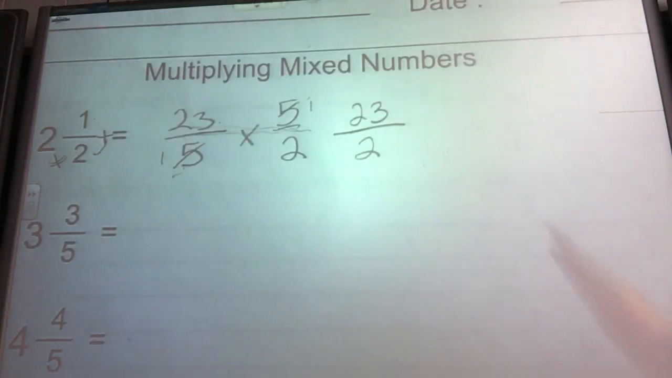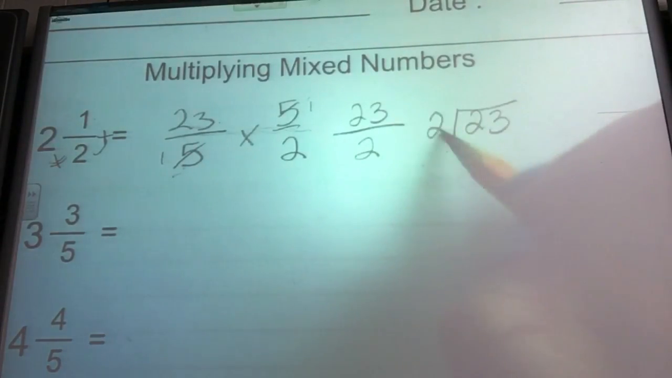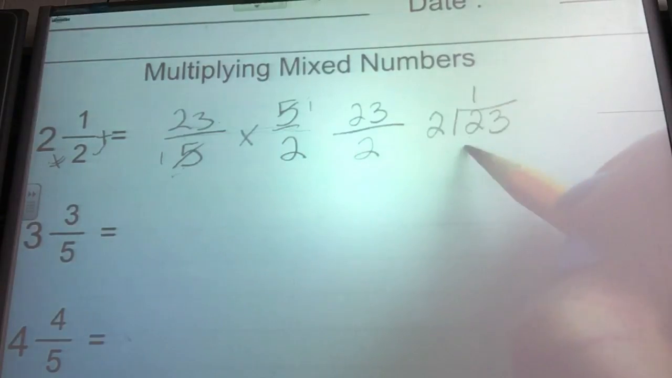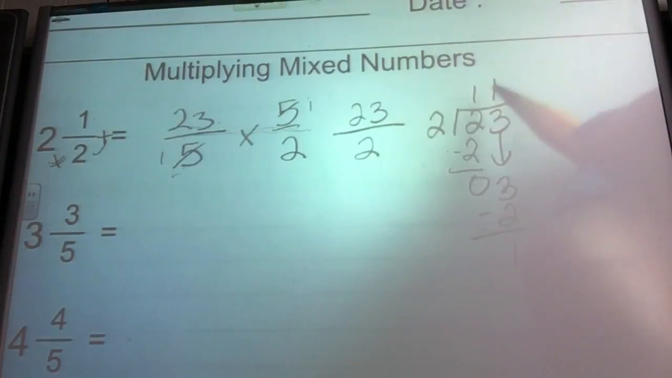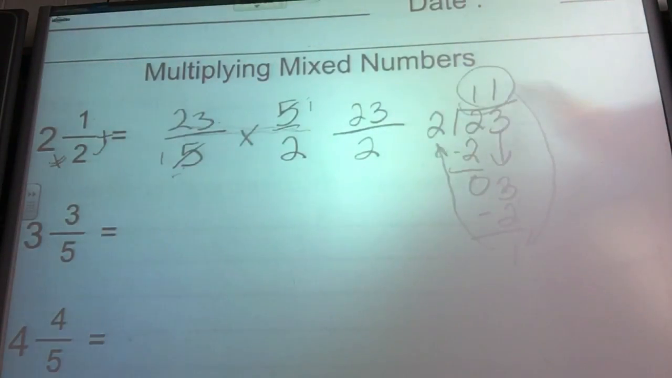Now, we've got to flip it back into a mixed number, so we're going to take 23 divided by 2. 2 goes into 2 once, subtract, bring down, 2 goes into 3 once, and you have 11 wholes and 1 half. So your final answer is 11 1/2.